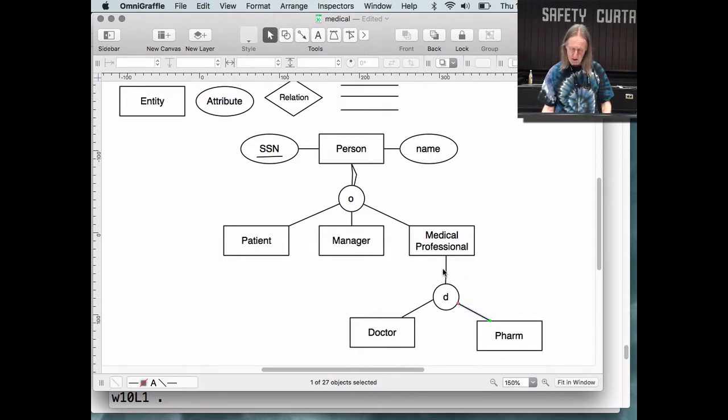Once again, I think I decided that this needed to be, oh, it kind of looks thick just by doing it. Anyway, that. Okay, so a person must be either a patient or a manager or a medical professional, and could be more than one of those things. And a medical professional must be either a doctor or a pharmacist, but can only be one or the other. So it could be a doctor, it could be a pharmacist.